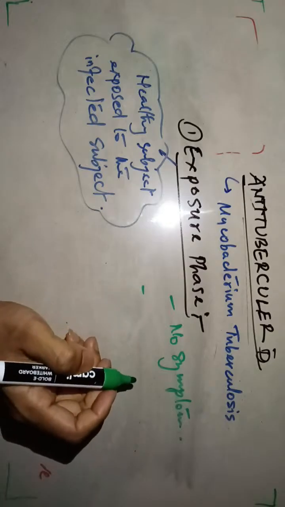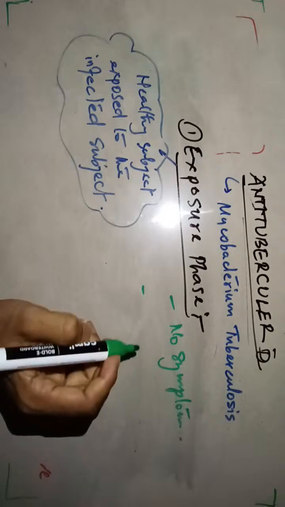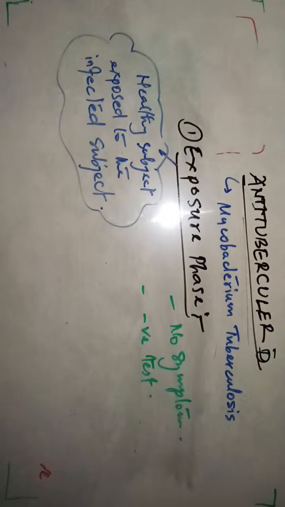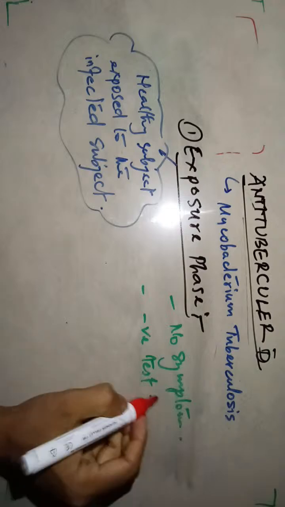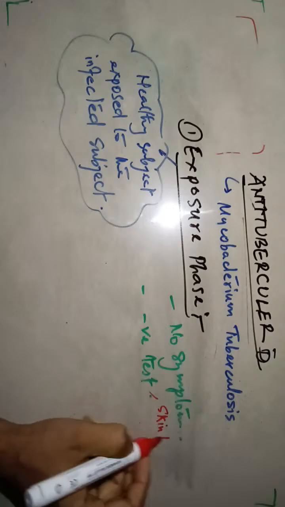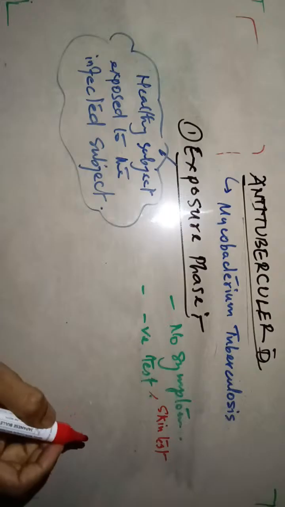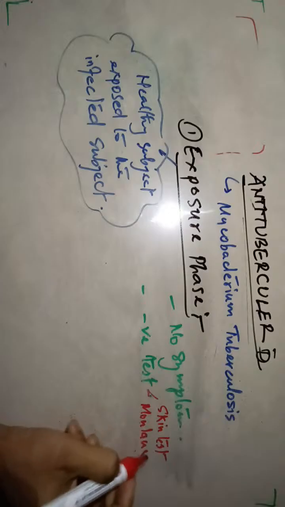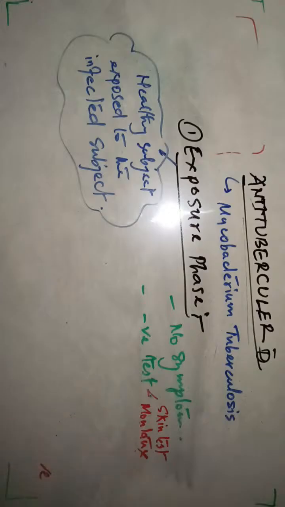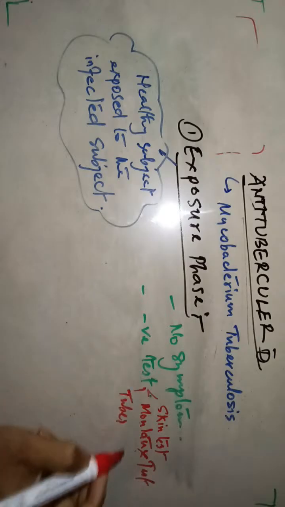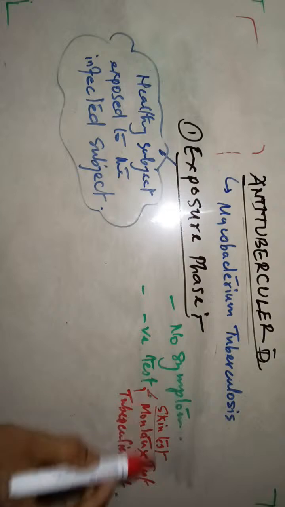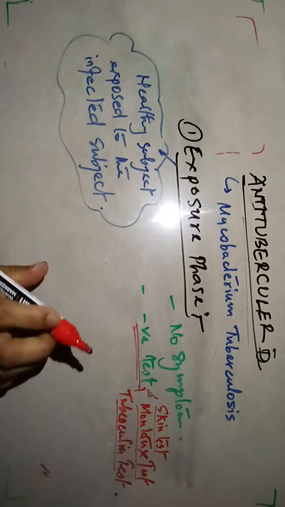Next, skin test, Montoux test and tuberculin test all will be negative. So negative test. What are the different types of test? They are skin test, second is Montoux test, and the third one tuberculin test. So skin test, Montoux test, tuberculin test all will be negative.